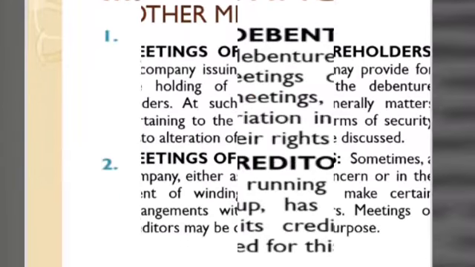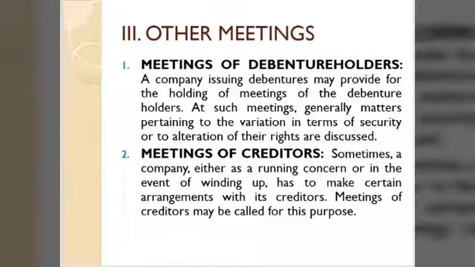Next are the other meetings. Other meetings are the meeting of the debenture holders and the meeting of creditors. In the debenture holders meeting, the debenture holders will attend and the matters relating to the debenture holders will be discussed. The shareholders won't attend that meeting. Like that, in the creditors meeting, the creditors will attend the meeting regarding their aspects.